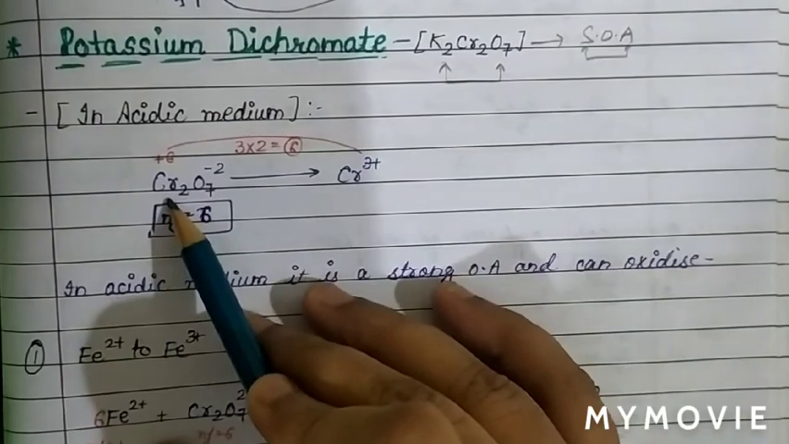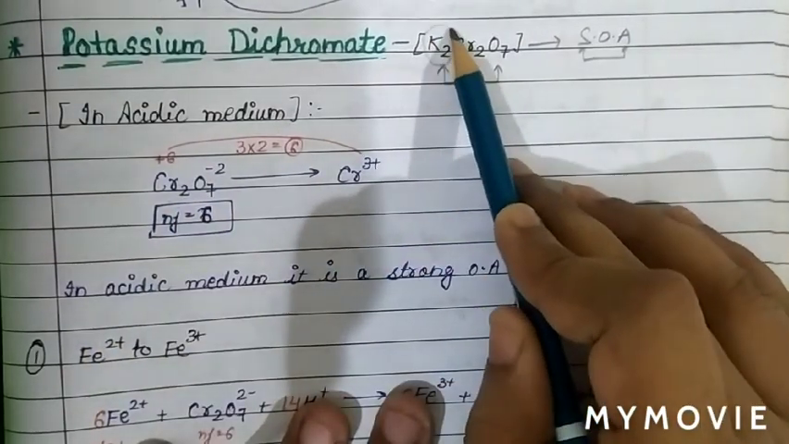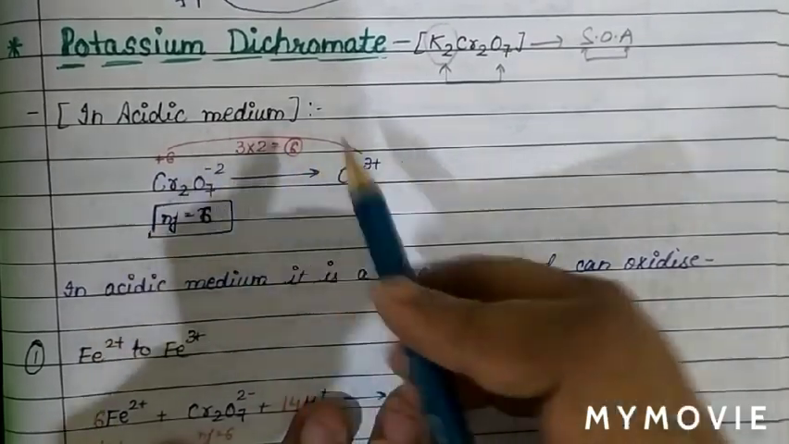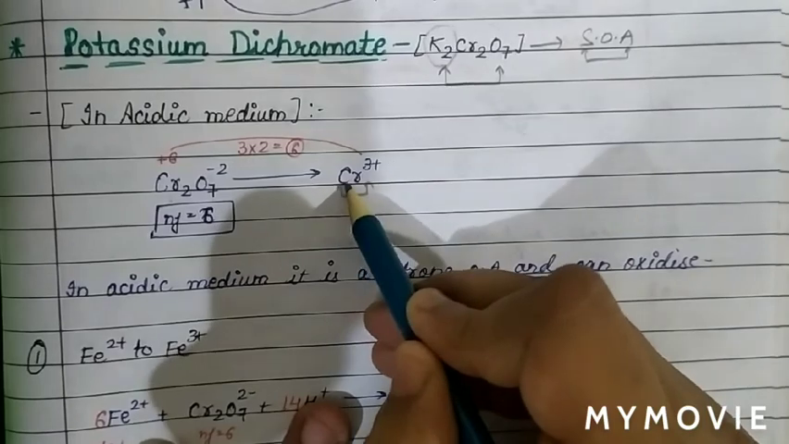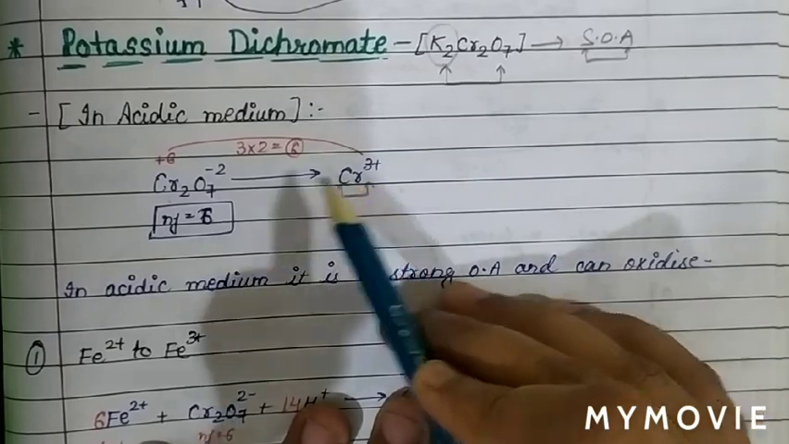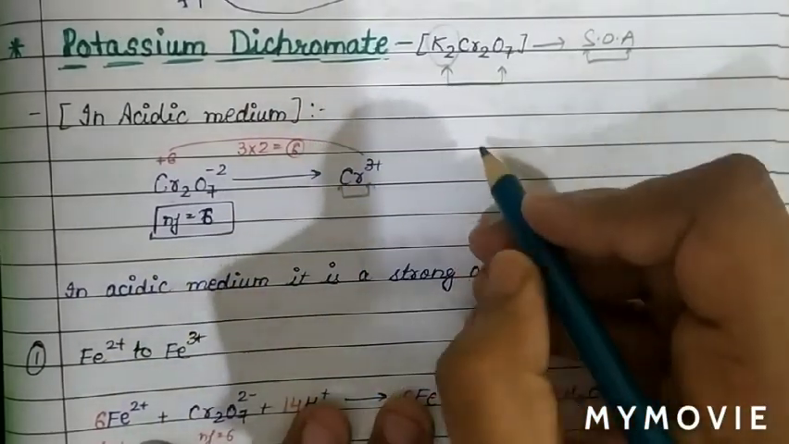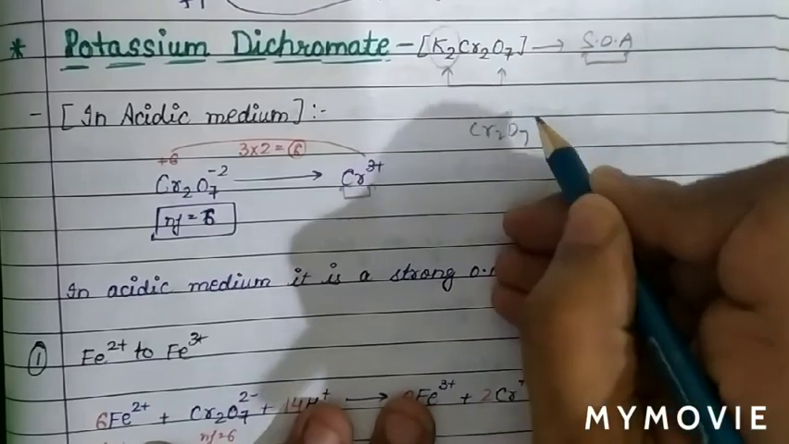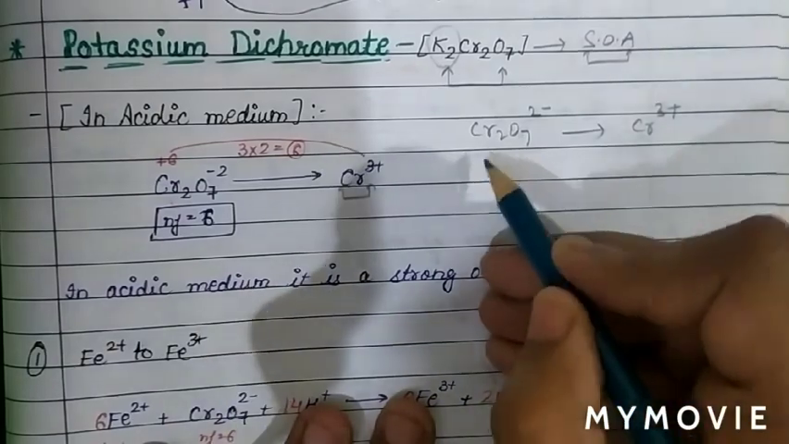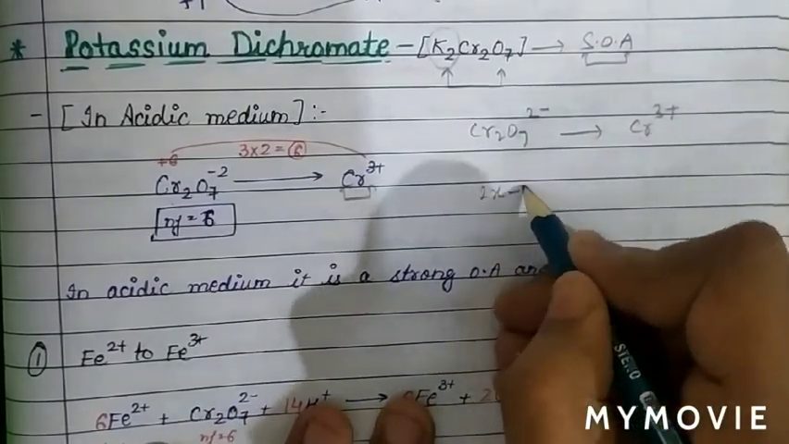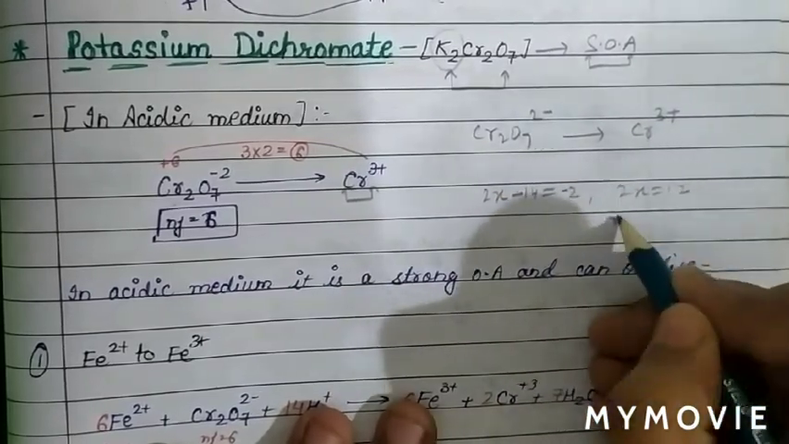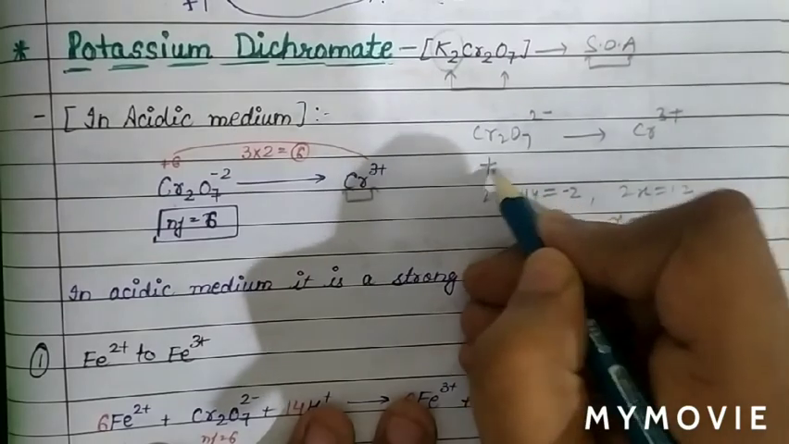K2Cr2O7, K plus is a spectator ion. So basically Cr2O7 2 negative ion changes into Cr3 plus. We can also find the N factor as we see in Cr2O7 2 negative, Cr3 positive. We can see the oxidation state of chromium is 2x minus 14 equal to minus 2. So 2x equal to 12, x is equal to plus 6.